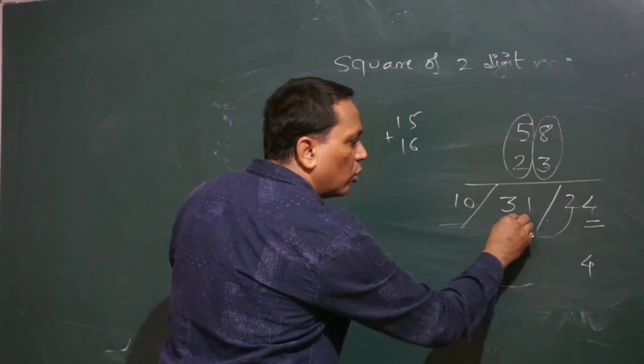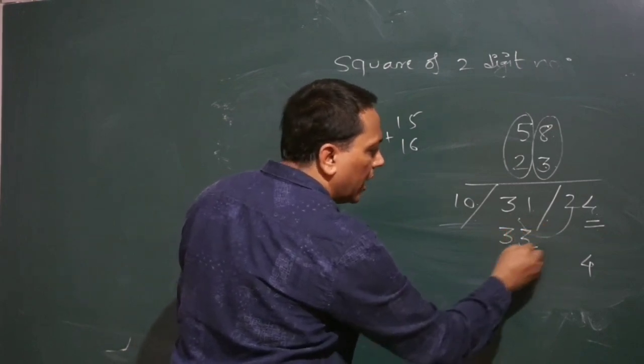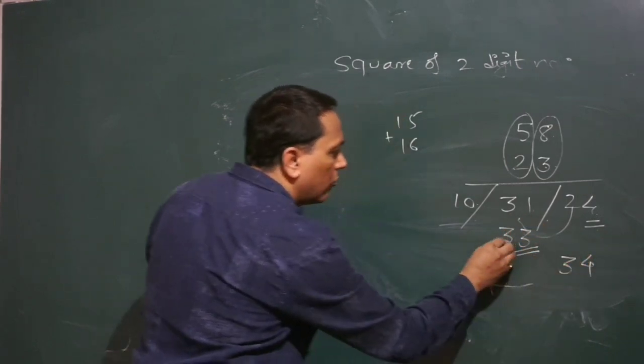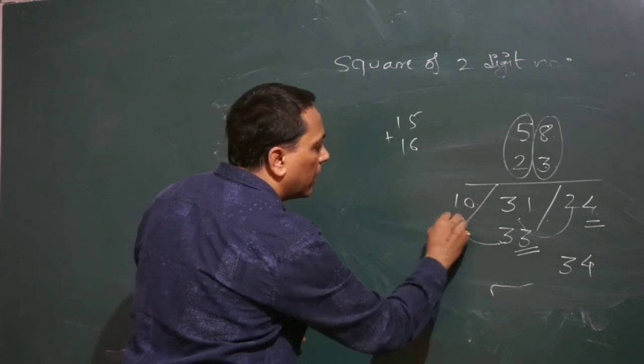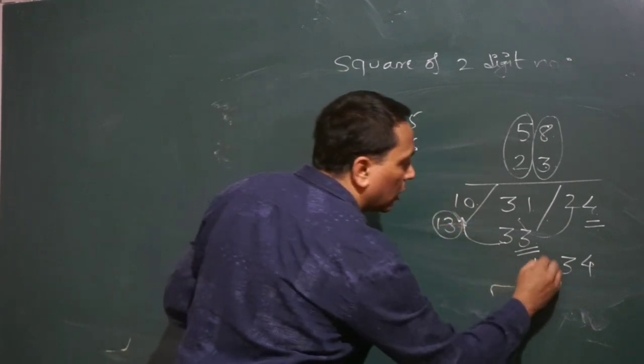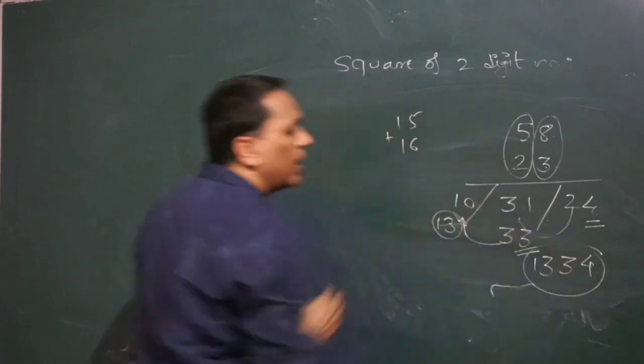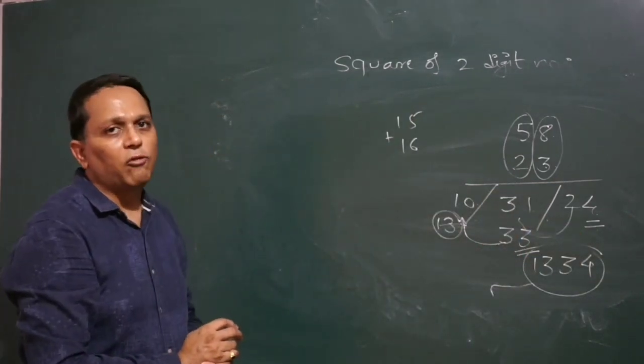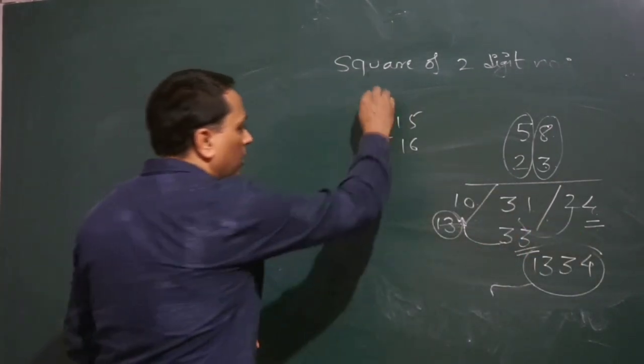We will add 2 to this part. It will become 33. We will take 3 in the answer. We will add 3 to this part. It will become 13. We will take all 13. So the final answer is 1334. Let's take one more example.